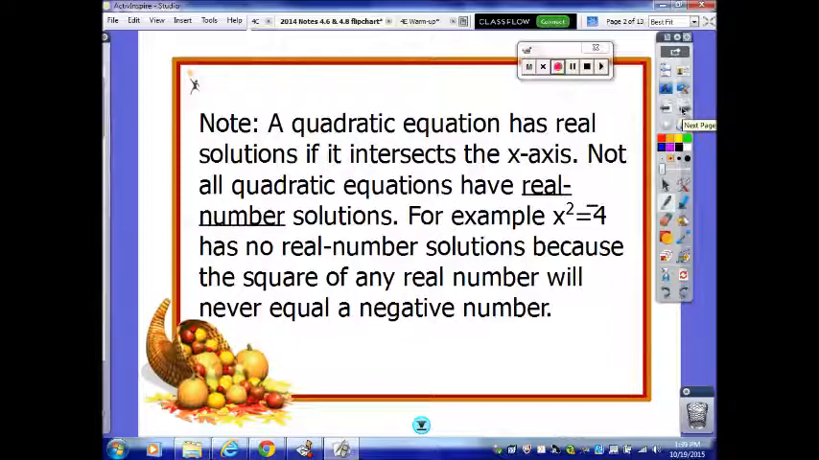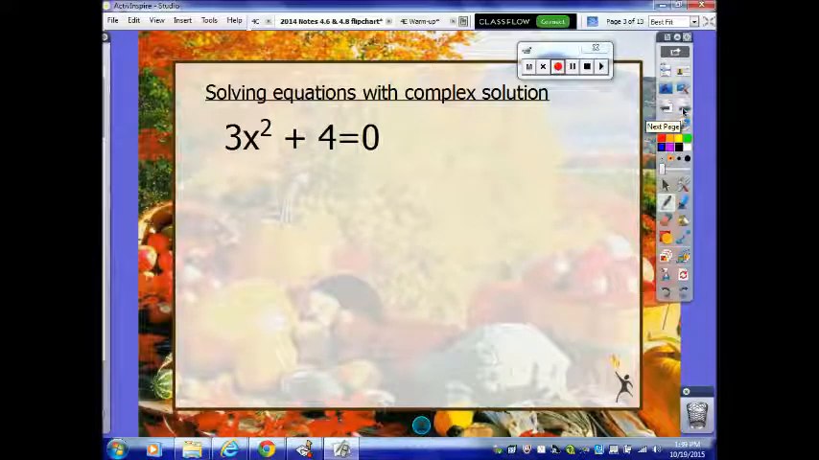For example, x squared equals negative 4 has no real number solution because the square of any real number will never equal a negative number. So we're going to look at complex solutions today, solutions with imaginary parts. So here's the example that we just graphed.